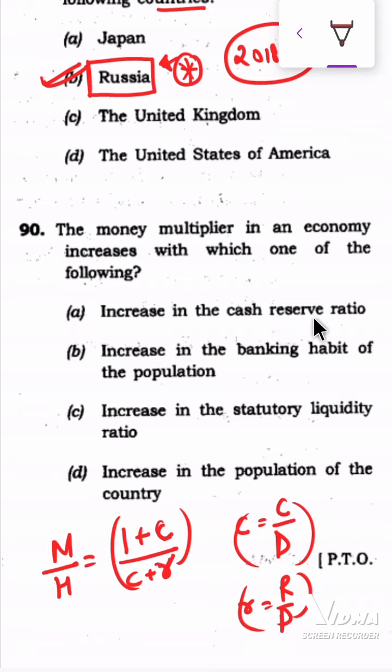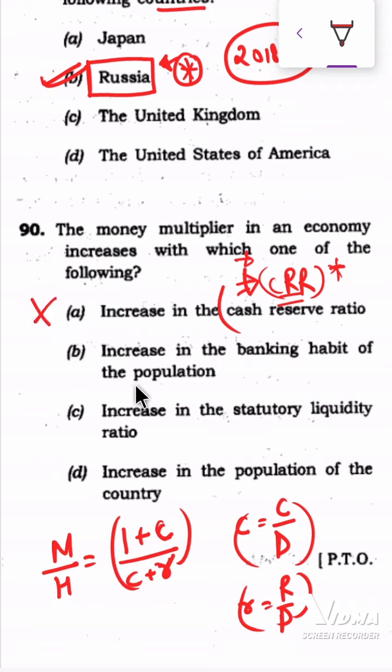Increase in the cash reserve ratio. See, the cash reserve ratio basically suppresses your currency creation, because the cash reserve ratio is the amount that the bank has to keep with the RBI, and this amount cannot actually be lent to the corporates and other business entities. Hence, the money creating capacity of the economy gets reduced. Hence, the multiplier is not enhanced with the increase in the CRR ratio. So, statement 1 is not right.